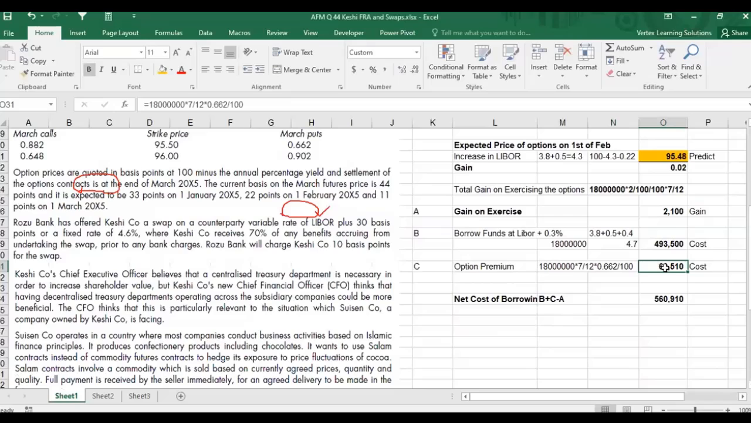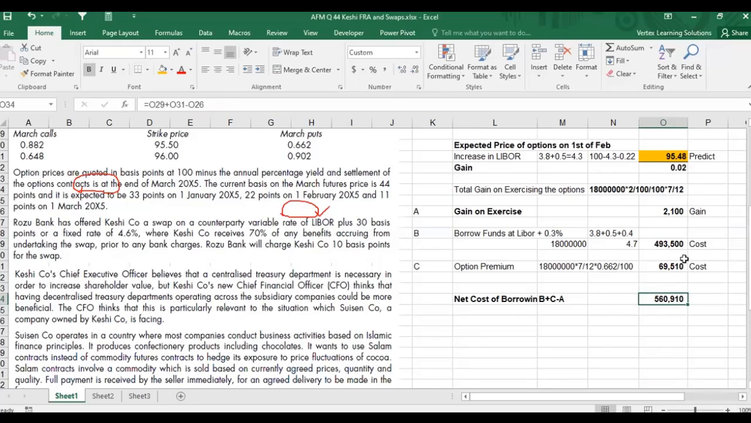If I had not gone for hedging, I would not make this gain, and I would also not pay this. If you see, the gain is very little, the option cost is huge. I would just pay like 0.5% more. If it goes up, I'll go to the bank, and if I don't do hedging, I would be paying 493,500. But there will always be a risk, if it goes up, then what happens? So therefore, we decided to hedge. But as a result of hedging, our net borrowing cost has gone to 560,910, which is very significant.